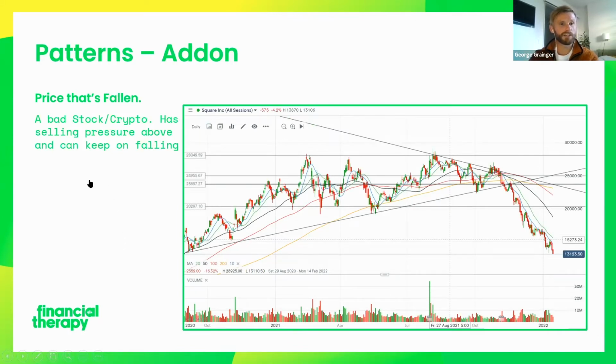So prices have fallen. Oh yeah, that's it, this is what I was talking about: price has fallen on a stock or crypto, with selling pressure above. I won't buy anything like this because it's gone down loads. There's so much selling pressure above at this level and that level that if you try and buy it down here, you might get a little rally, but you're more likely to see it just fall back on you. So that's why it's buy high and sell higher.